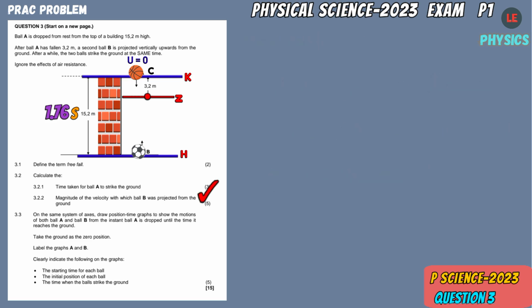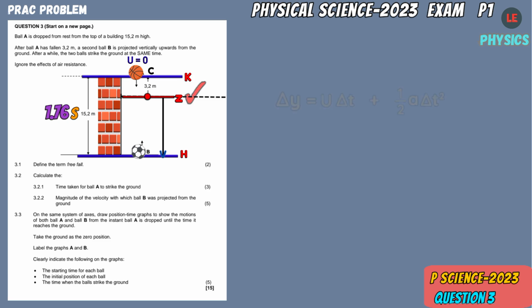Now we are instructed to calculate the magnitude of the velocity with which ball B was projected from the ground. Remember that ball B was projected when ball C had fallen 3.2 meters from the height of 15.2 meters. Both balls hit the ground at the same time, which means that the time ball C takes from this height to hit the ground will be the same for both balls.